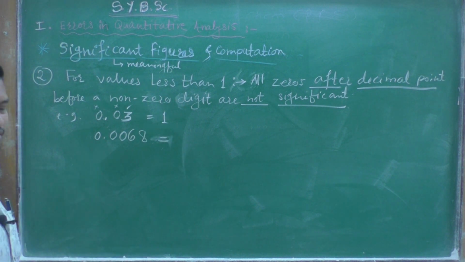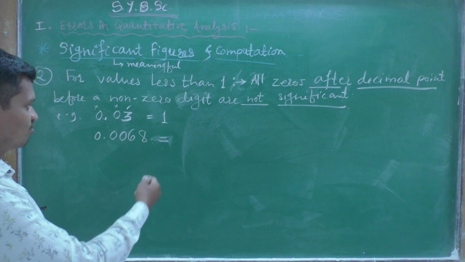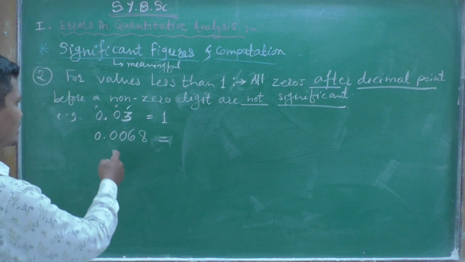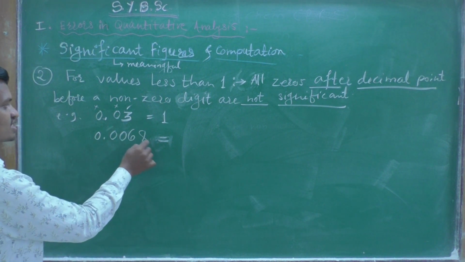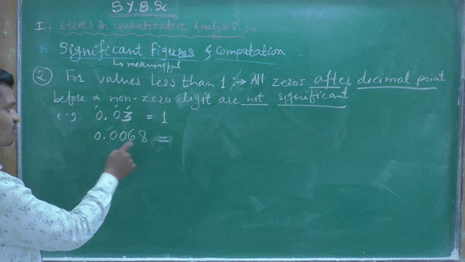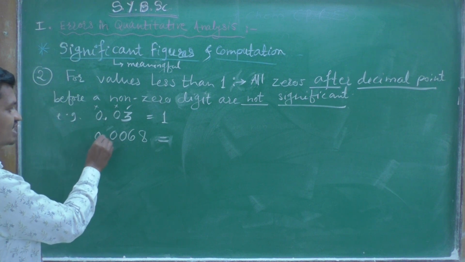For simplicity, I have summarized all these rules on a paper for better explanation to you. Okay, so here again, 0.0068. This value is again less than 1, and this is the decimal point.